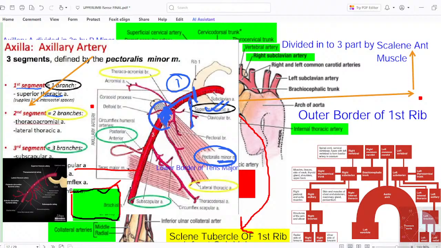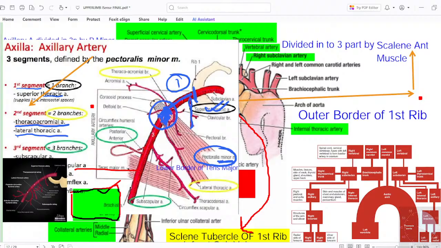Okay, this is the second part. From the second part, we have two branches: the thoracoacromial artery and the lateral thoracic artery. No matter how many times you read, you will forget. So again and again, and before the exam, revising is the key to remember.